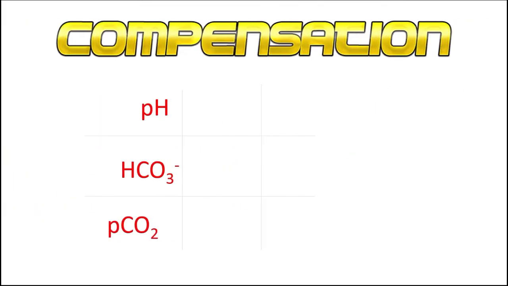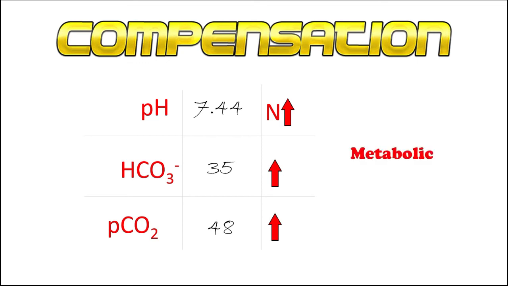Let's look at one more scenario. A pH of 7.44 with bicarbonate 35 and PCO2 48. In this scenario, applying the acidotic alkalotic logic, pH is normal alkalotic, bicarbonate is high, PCO2 is high. Applying the rule of B, since pH and bicarbonate are in the same direction, the cause is metabolic, and since pH is normal alkalosis, the interpretation is metabolic normal alkalosis.